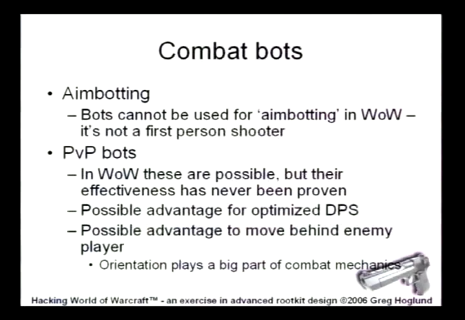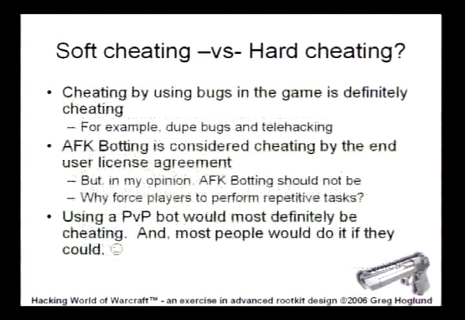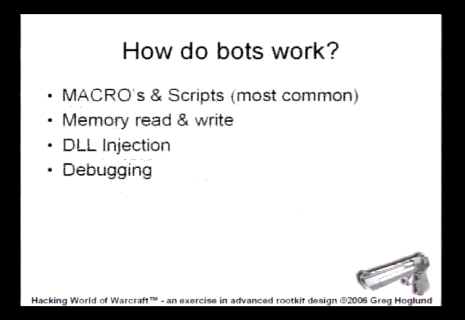Just to cover the subject, though, there obviously are other types of bots. Aimbotting we already kind of talked about. And I did start working with a PvP bot. In World of Warcraft, your position relative to the other character is very important in combat, so if you constantly stay behind them, you can win in a PvP battle. But you need an automated mechanism to do that because it's too hard to do by hand. So yeah, we talked about that.